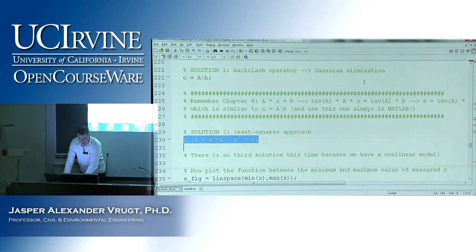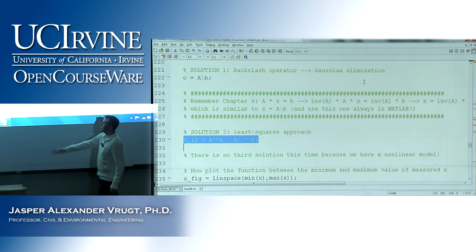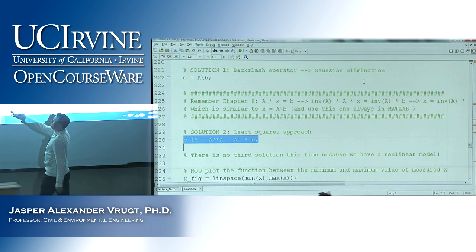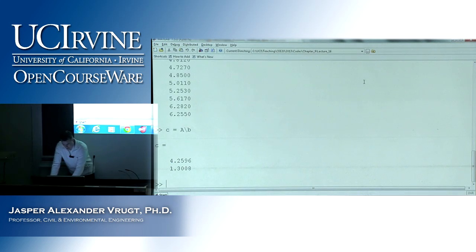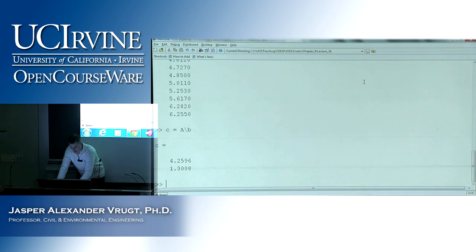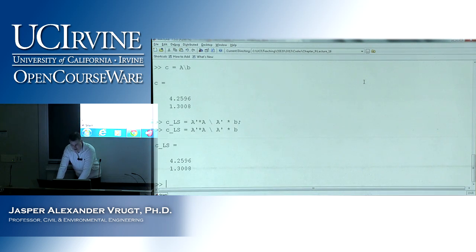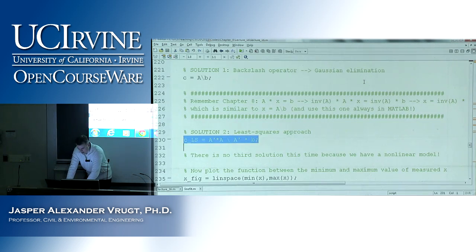Another solution is we can apply the least squares solution. We know that by now. That's A prime times A, backslash, A prime times y prime. And y prime was equal to B, because we said here that B is y prime. So we can do the least squares solution, and you'll see you get the same answer again. It doesn't really matter, but this is called least squares.